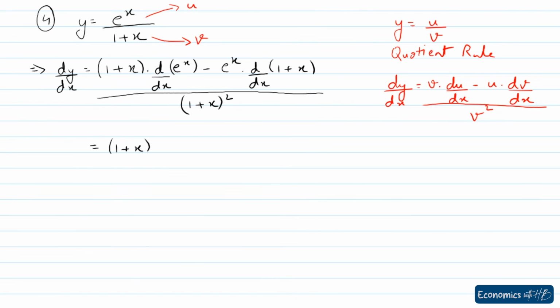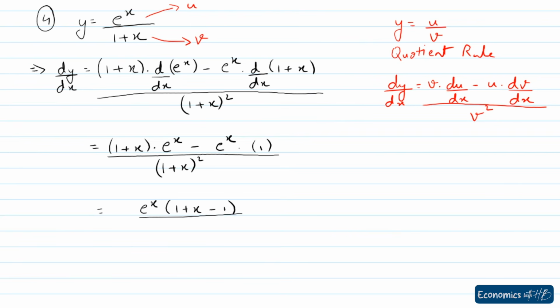We get further 1 plus x into e^x minus e^x into 1, because the derivative of 1 plus x is 1, and whole of this over 1 plus x whole square. Simplifying, we get e to the power x within brackets 1 plus x minus 1. e to the power x can be taken out as common over 1 plus x whole square. Finally, we get x into e to the power x over 1 plus x whole square. Alright, so let's see the next one.